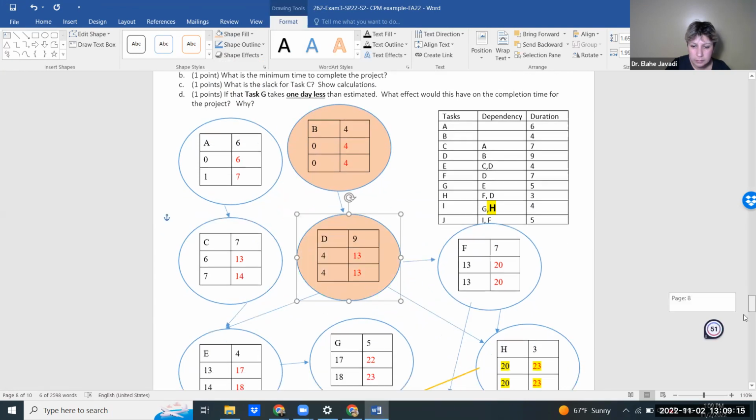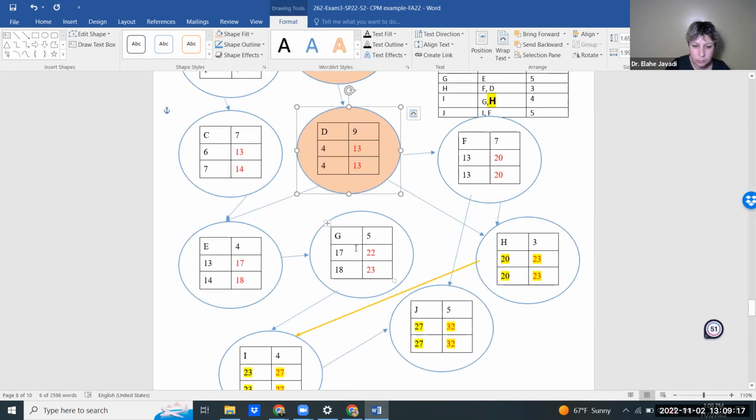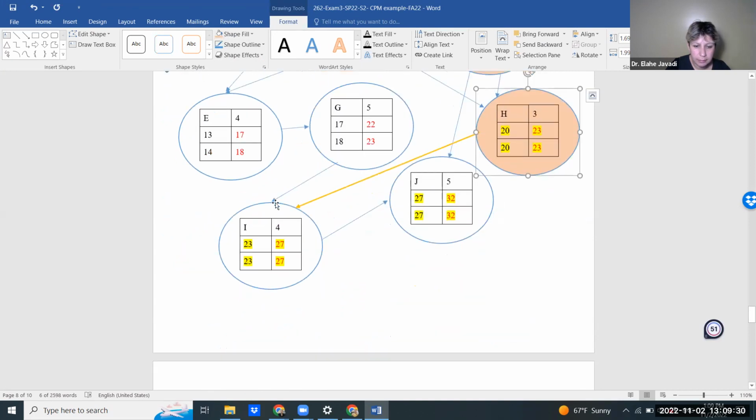and let's do the next one. It's going to be F, and after F, H, after H, I, after I, J.